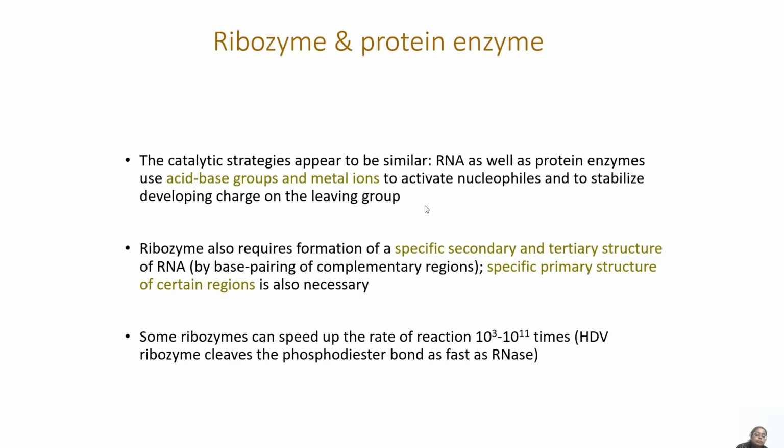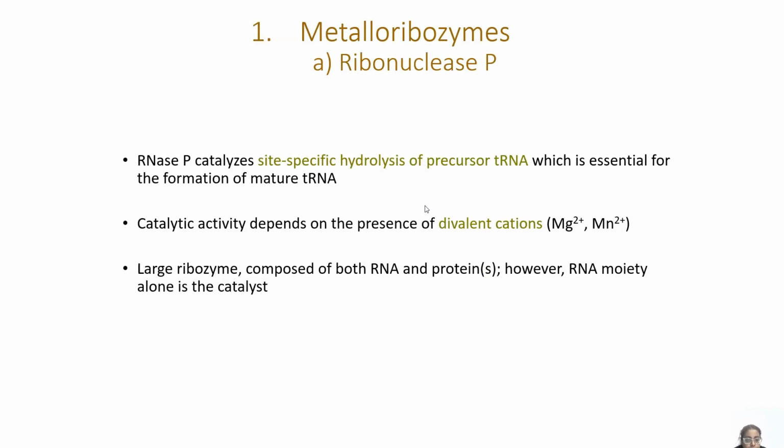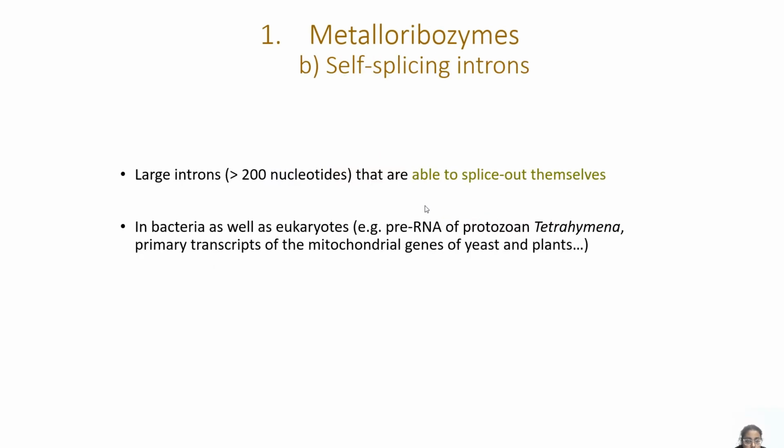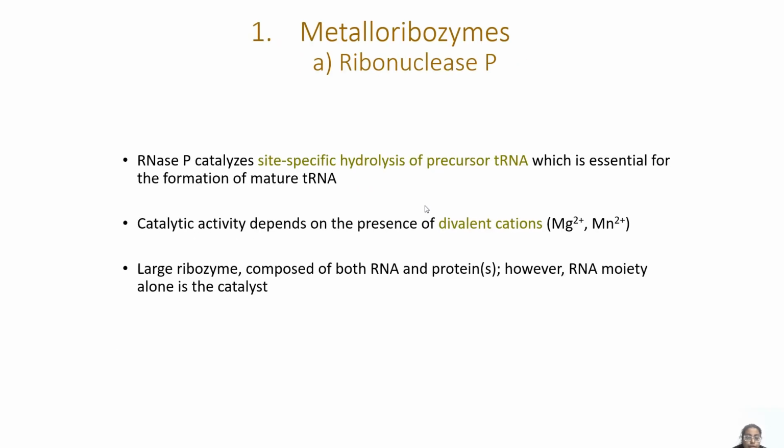Some ribozymes can speed up the rate of reaction 10 to the power 3, 10 to the power 11 times. HDV ribozyme cleaves the phosphorylated bond as fast as RNAs. For example, if we talk about the metallo-ribozyme, ribonuclease P. RNase P catalyzes site-specific hydrolysis of precursor tRNA, which is essential for the formation of mature tRNA.